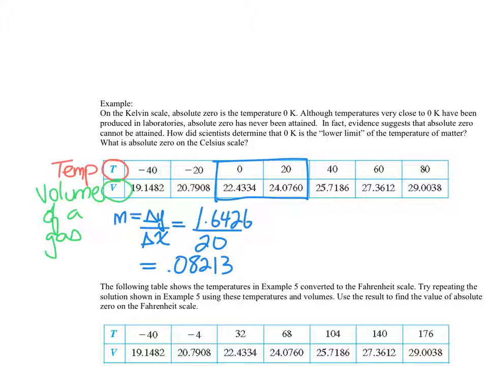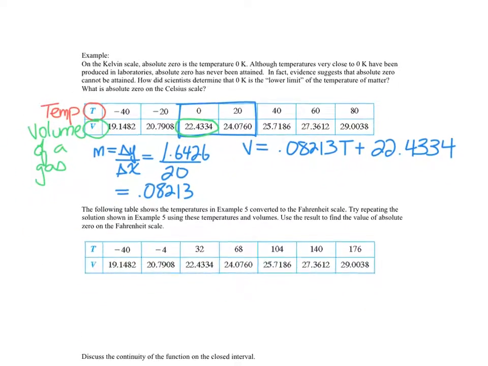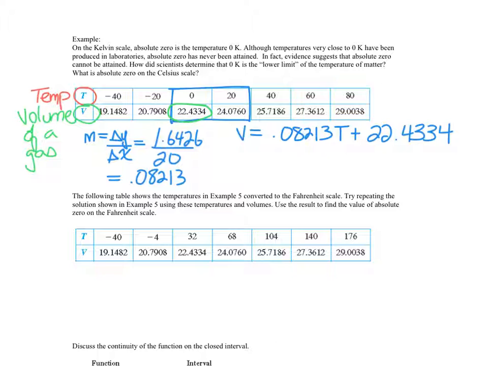All right, so we're looking at a linear function, v equal to 0.08213 times t plus a y-intercept. A convenient one is this guy, because it has the t value of 0. So pop that on at the end, 22.4334. All right, so that's a relationship between the two variables. It's a linear relationship.